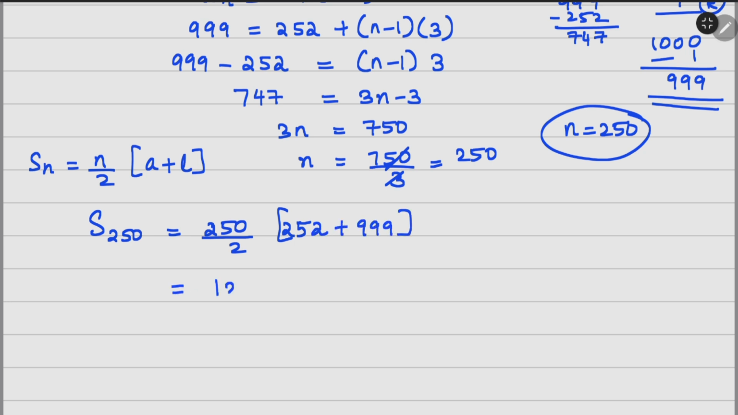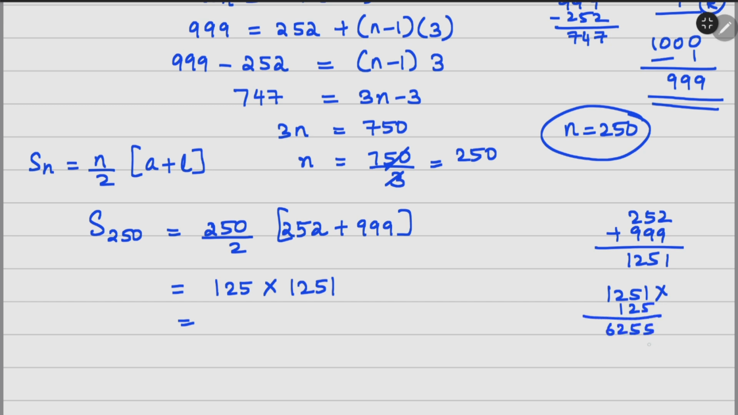So you have 2 1s are 2, 2 2s are 4. Again 125 multiplied by what is 252 plus 999. 1251. So you have 1251 multiplied by 125. Let's do it. So 1251 multiplied by 125.